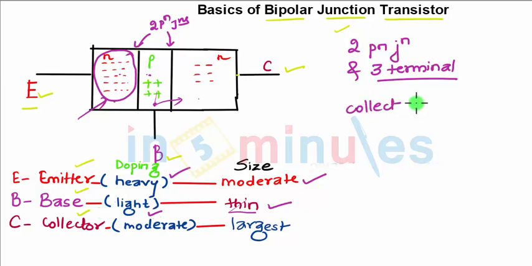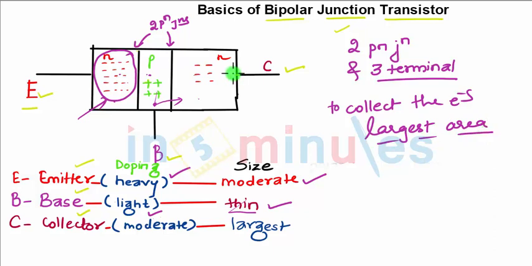Then coming to the last part, the collector. The function of the collector is to collect the electrons. So in order to collect the electrons, it requires the largest area amongst the three. The largest area is for the collector and the doping over here is moderate. So the highest doping is for the emitter, then the largest area is for the collector, the size is moderate for the emitter, thin for the base and largest for the collector. This is the constructional detail of NPN, or you can call it the constructional details of BJT.